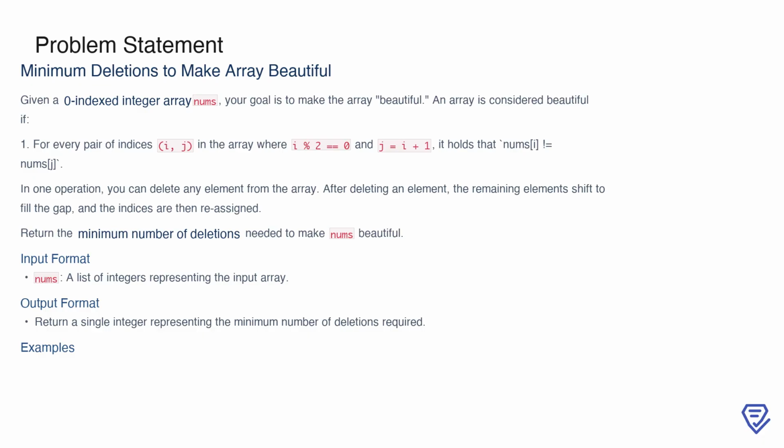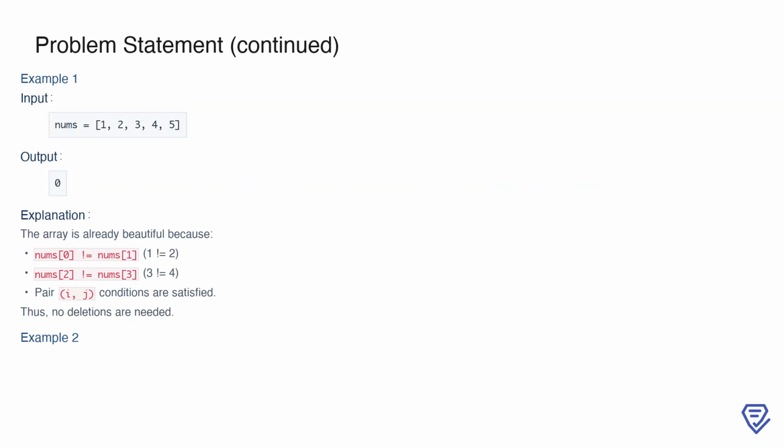To achieve this, you are allowed to perform deletions. Each time you delete an element, the rest of the array shifts to fill the gap, and the indices are reassigned accordingly. The task is to determine the minimum number of deletions required to make the array beautiful. The input is a list of integers representing the array, and the output is a single integer representing the minimum deletions needed. Let's look at an example to better understand the problem.